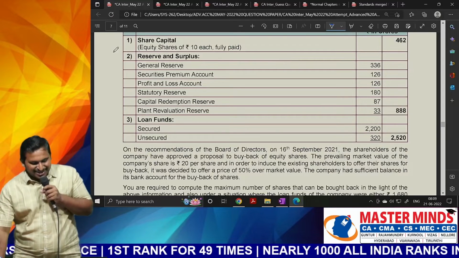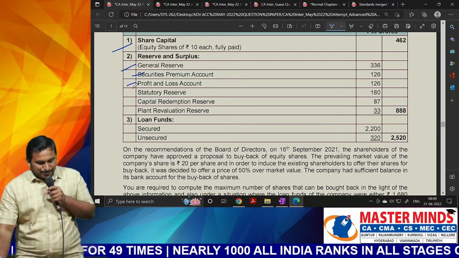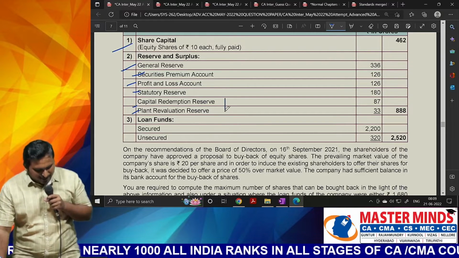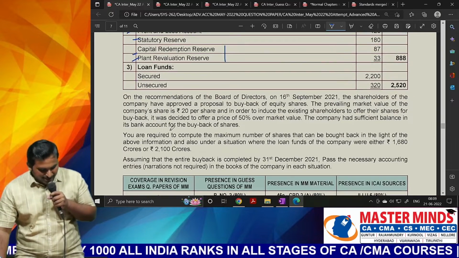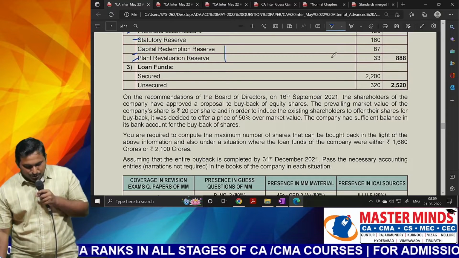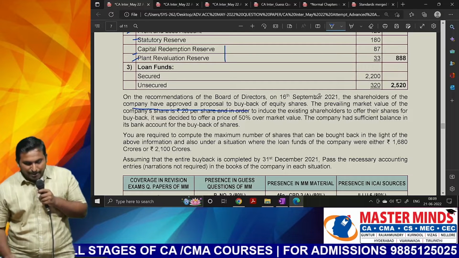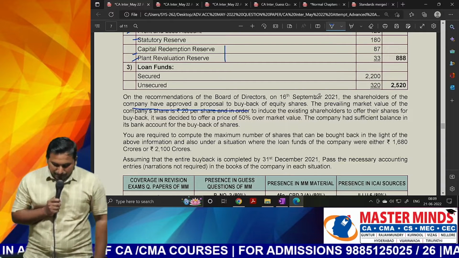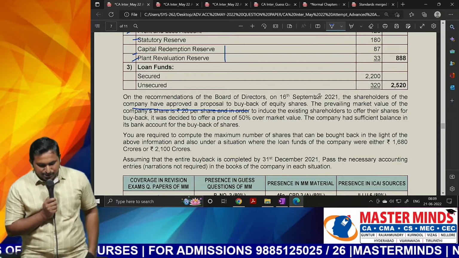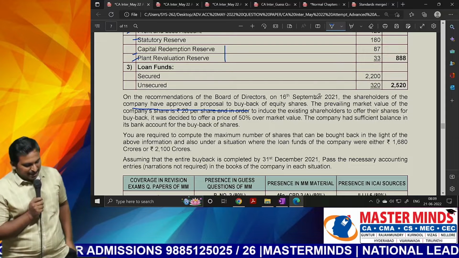Share capital was given, general reserve, securities premium, P&L, statutory reserve, capital reserve. These 2 reserves were extra given, sir. Loan funds were given. On the recommendation of the Board of Directors, on 16th September 2021, the shareholders of the company approved a proposal to buy back equity shares. The prevailing market value of the company share is 20, and in order to induce, it was decided to offer 50%. The company had sufficient balance in its bank account.